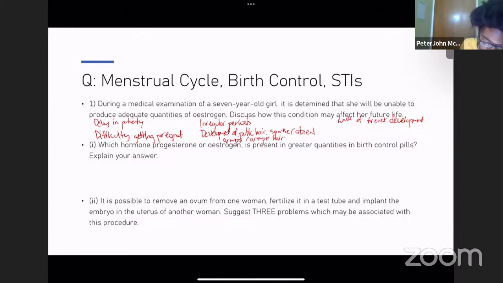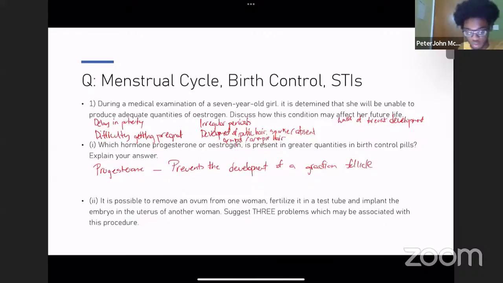So let's write. I said progesterone because it prevents the development of the Graafian follicle. Essentially, that's what I would put.